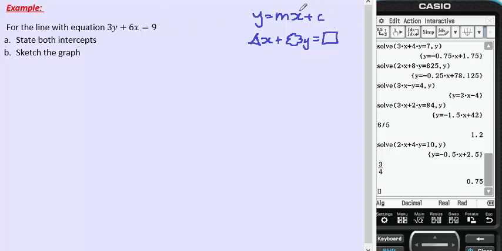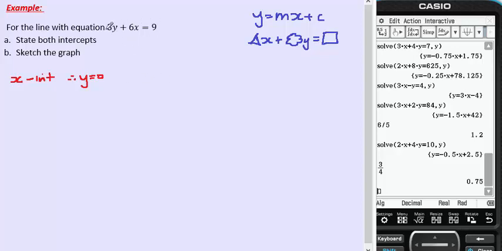So we need to be really, really careful when we're given this number that we don't interpret it as the y-intercept. Essentially, we're going to need to sketch this, but the first thing we need to do is state the intercepts. And here's where you need to use some important information. The x-intercept is where y equals 0.